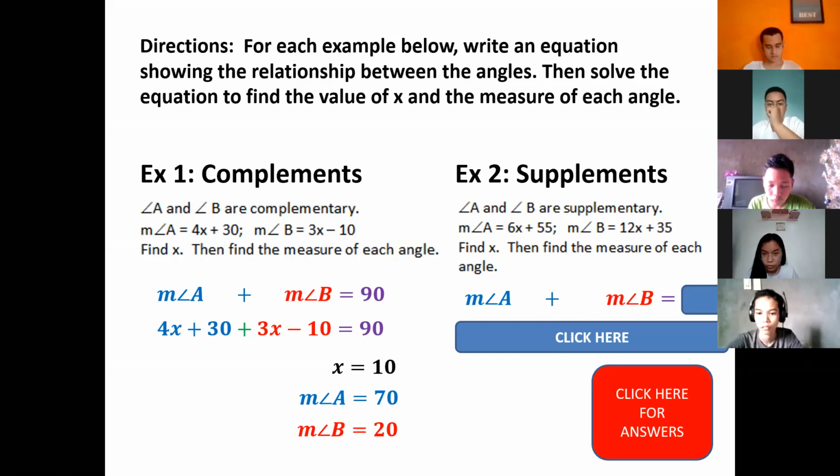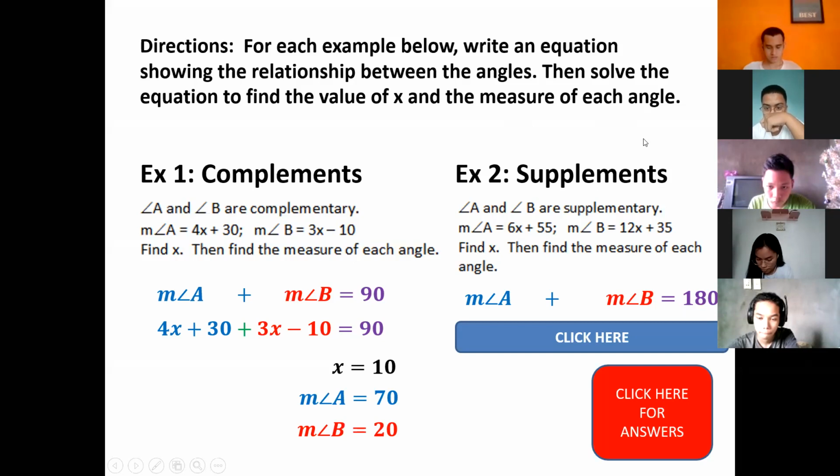Example number 2 are two angles that are supplementary with a measure of angle A be 6x plus 55 degrees and the measure of angle B be 12x plus 35 degrees. If the two angles are supplementary, then if you add A and B, that will result to 180 degrees. And then again, I forgot to write the degree symbol here, class.